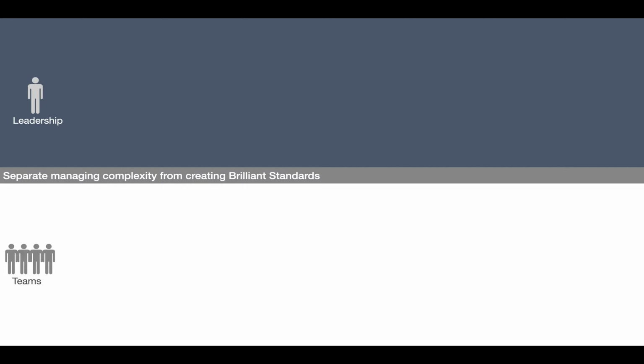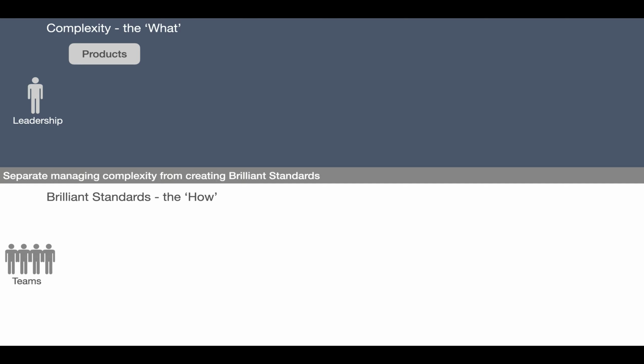So I've split the screen into leadership and teams, and then we talk about the complexity, which is the what, and brilliant standards being the how. So just this idea of the what and the how, separating the complexity, as we said, from the actual act of writing the standards themselves. So the teams can just focus on writing brilliant standards.